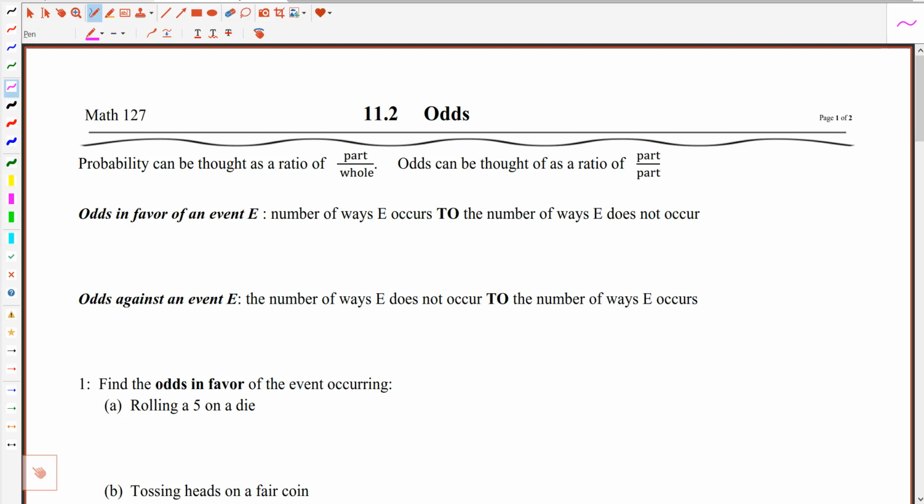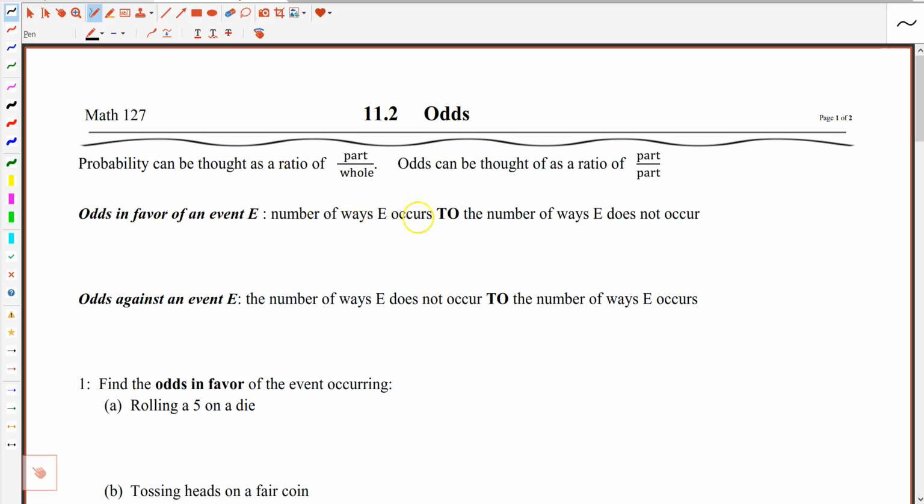Now, there's two different types of odds that we can calculate. We can calculate the odds in favor of an event, and we can calculate the odds against an event. If you want to calculate the odds in favor of an event, you would report the number of ways your event occurs to the number of ways your event does not occur. When computing odds, you can set it up as a fraction or a ratio, but more commonly, odds is reported using the word "to," or it can be reported using a colon.